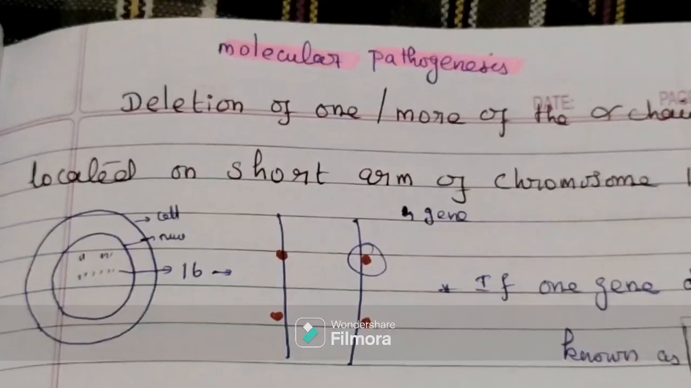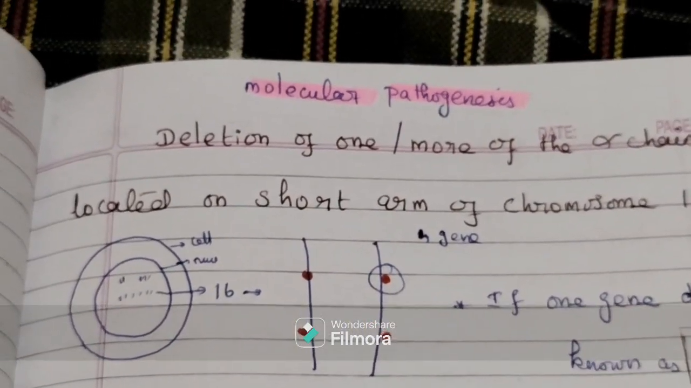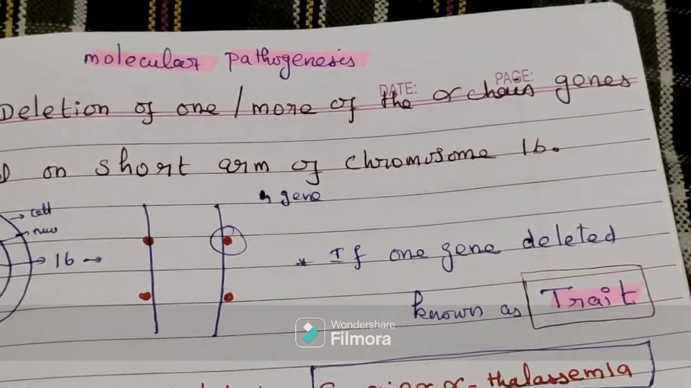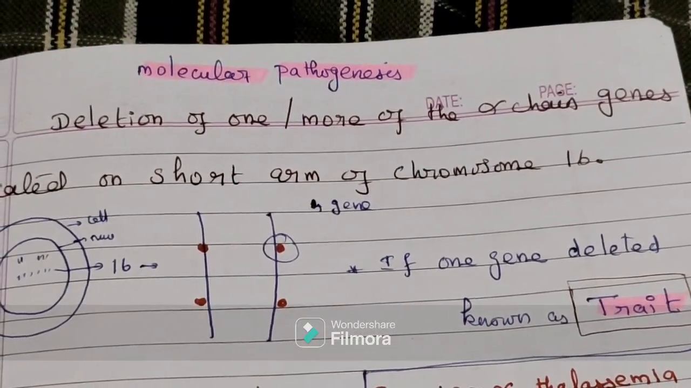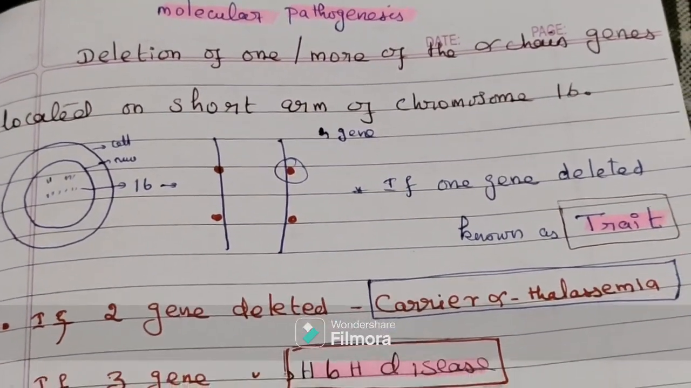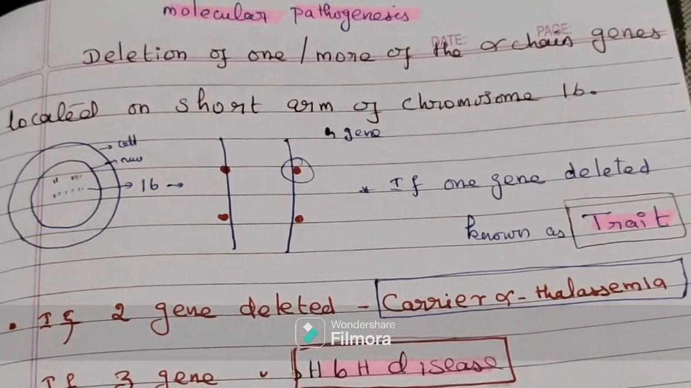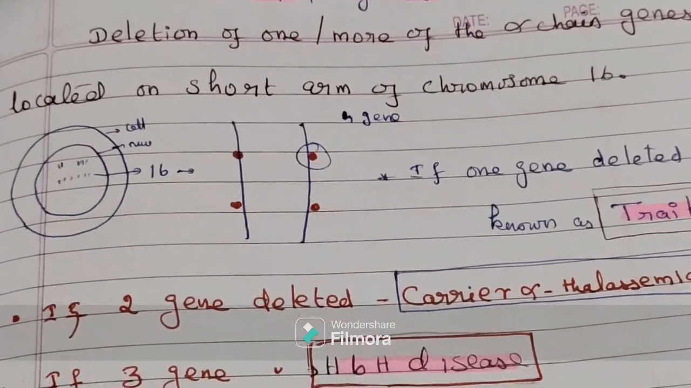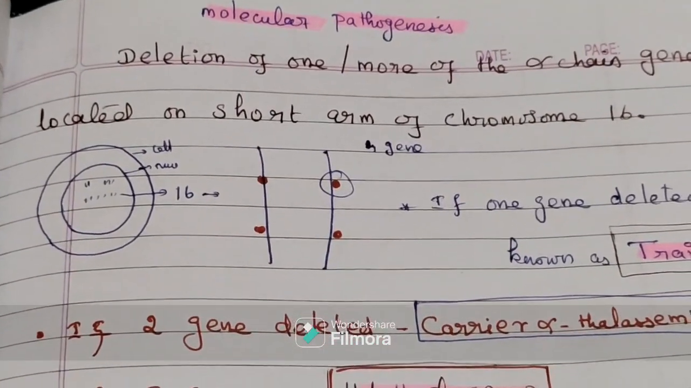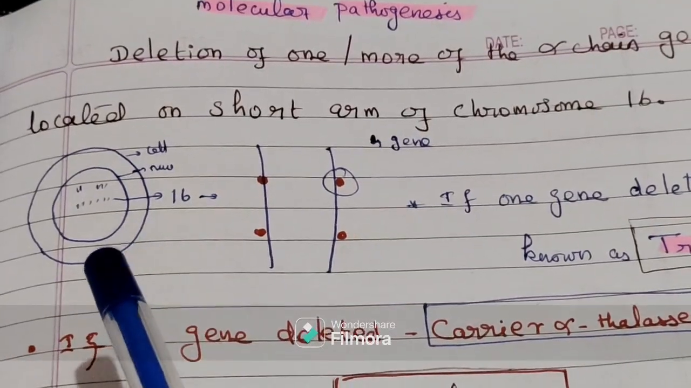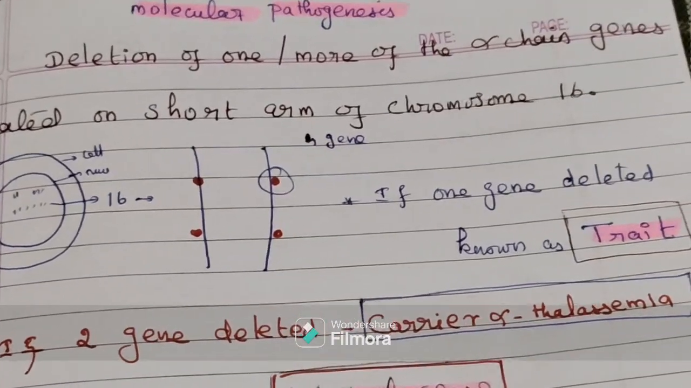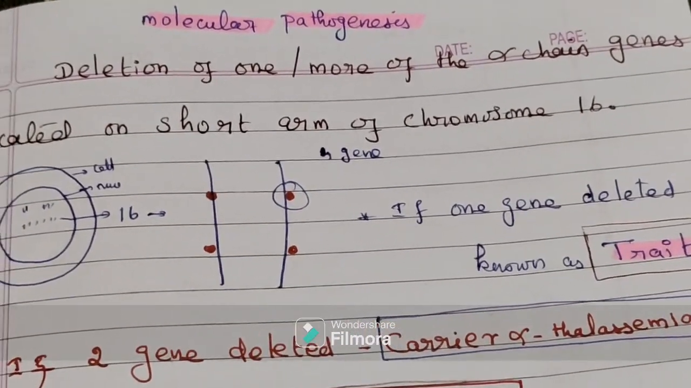The molecular pathogenesis: there is deletion of one or more alpha genes present on chromosome number 16. The nucleus of a human cell contains 46 chromosomes, or 23 pairs. Here it is chromosome number 16. There are 2 alpha genes on each chromosome, so all healthy individuals have 4 alpha genes.